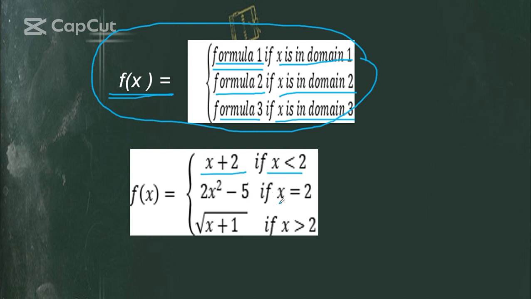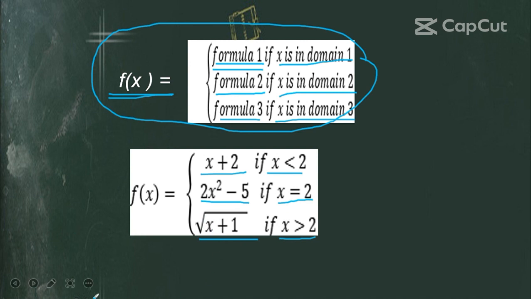If our domain is equal to 2, then we use the second sub-function. Then, if our domains are greater than 2, the opposite, numbers that are greater than 2, bigger than 2, so 3, 4, 5, 100, and so on and so forth, we use the third sub-function, which is square root of x plus 1. Understood?